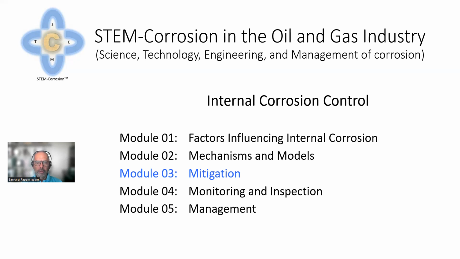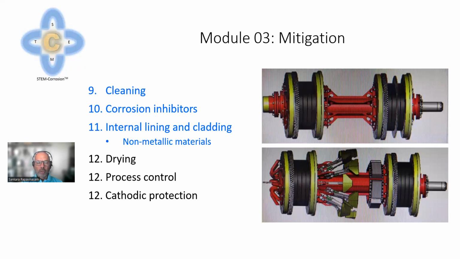Good day all. In this snapshot on internal corrosion control, let us discuss the mitigation strategies. Some of the time-tested and proven mitigation strategies to control internal corrosion are using cleaning pigs, addition of corrosion inhibitors, and to some extent, application of internal liners and cladding.